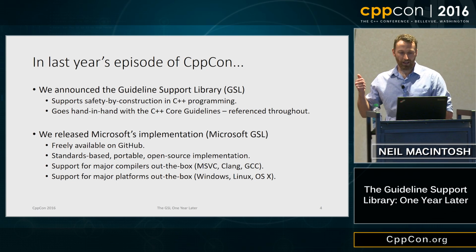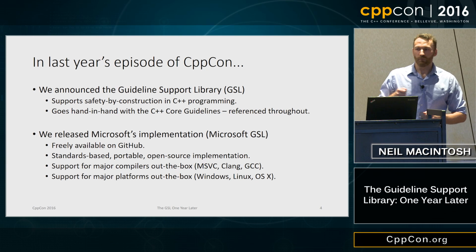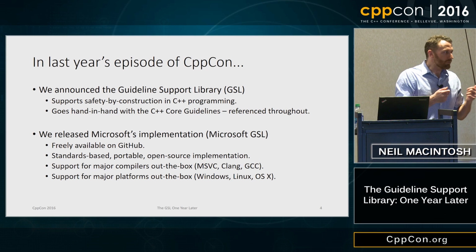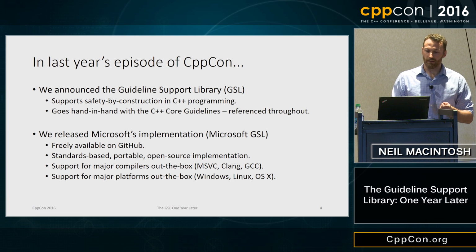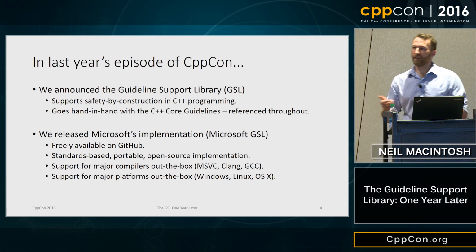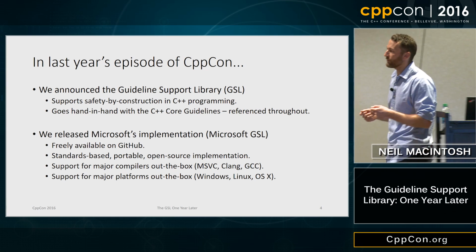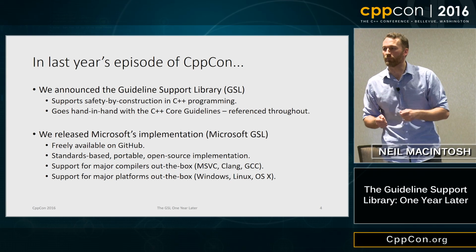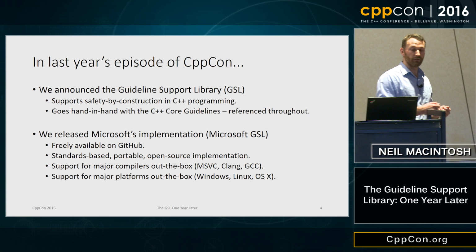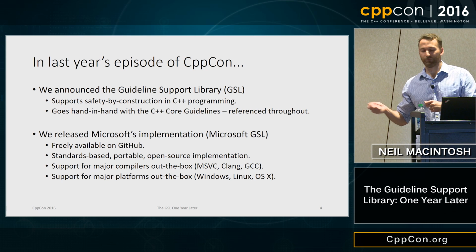So let's review what happened at this conference last year. Okay, so we announced the GSL. It was part of the announcement of the core guidelines. So the whole aim of the project, of the core guidelines plus the GSL, is to have more safety by construction in our programming. Simpler, better, more efficient, more fun programming, basically. And the Guideline Support Library, it's a collection of small foundational types to help you achieve that goal. They're referenced throughout the core guidelines in examples of how you could do something better than the bad old ways that exist in the language.